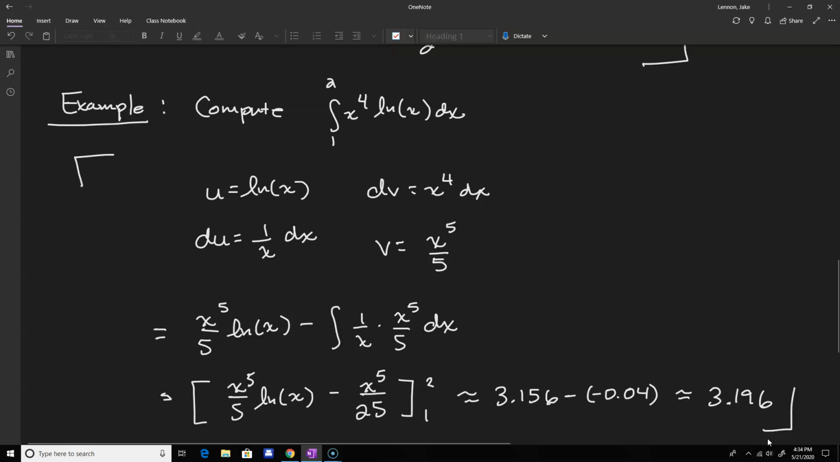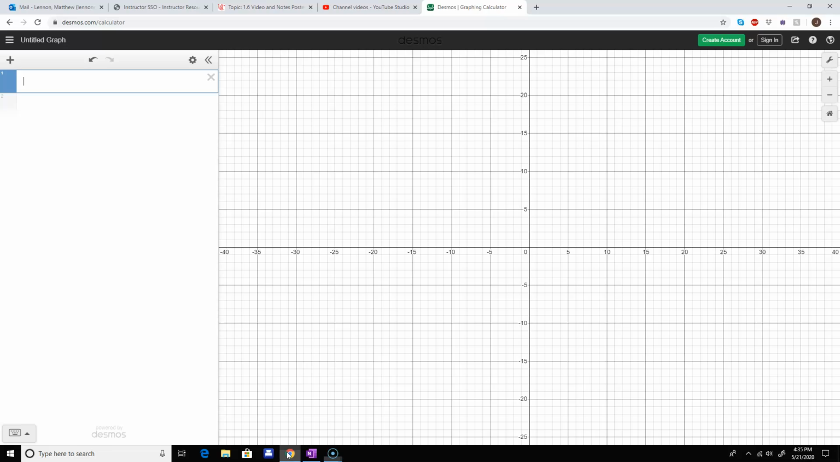If you ever want to check yourself, there's a nice internet calculator, desmos.com. So I have that open already. So it's just desmos.com. And there's lots of things you can do here. So if we want to check the value of an integral, you can actually just do that here. So if you type int, it gives you an integral, and we want to go from 1 to 2. Anytime you have a definite integral, you can always check it this way. And we're doing x to the 4th times the natural log of x times dx. And we get our answer of about 3.196, which is what we got when we did it by hand just using a regular calculator.